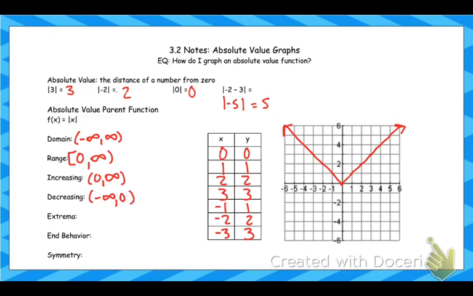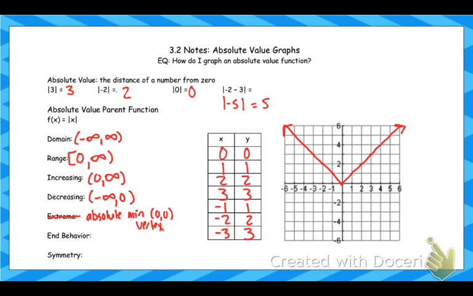Extrema, there's a couple of those that we'll talk about later this year. Really what that means is, does this graph have an absolute minimum or maximum, or a global minimum or maximum? And this graph does. This graph has an absolute or global minimum at (0, 0). That point is the vertex.